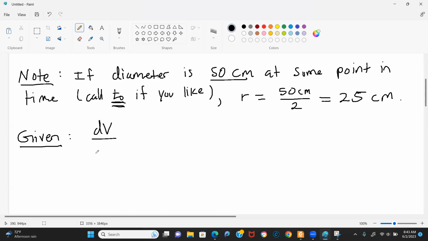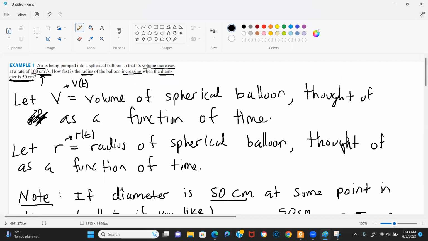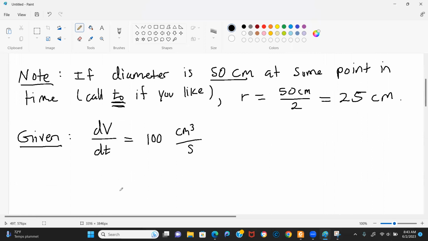So we're given that the volume is increasing, as I was pointing out before, at a rate of 100 cubic centimeters per second. So that is the derivative. If we're told the rate at which the volume is changing with respect to time, you should automatically think derivative. And because it's increasing, it's going to be positive 100 cubic centimeters, and of course we don't write the positive. So this is what we're given: the volume is increasing at a rate of 100 cubic centimeters per second. So think derivative.